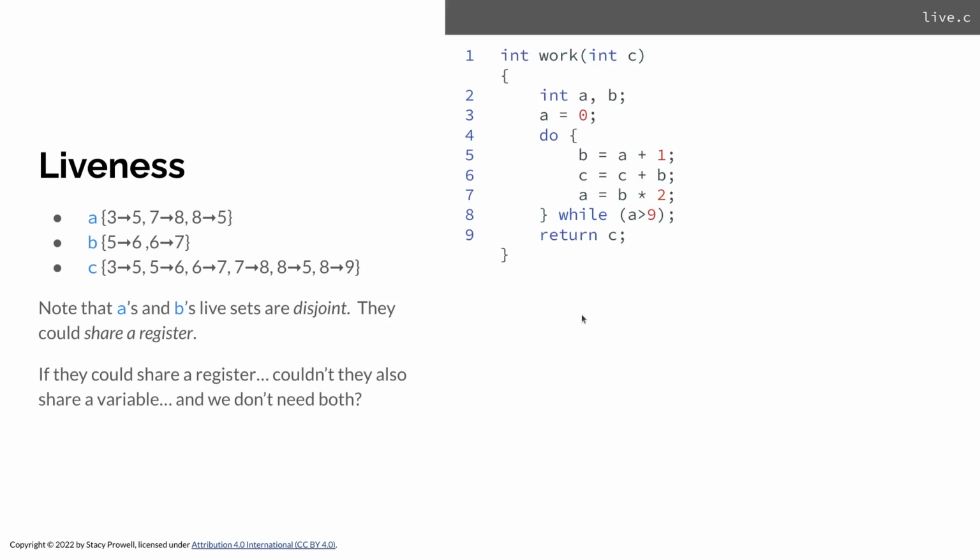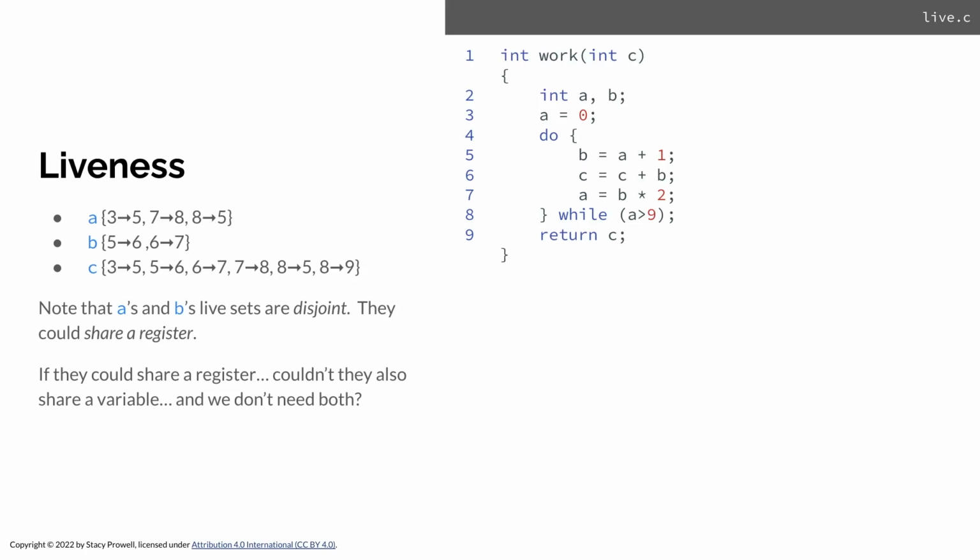So it's worth noting that A's live set, 3 to 5, 7 to 8, 8 to 5, and B's live set of 5 to 6 and 6 to 7 are disjoint. They don't share any edges, which means that A and B are never live at the same time. Never live at the same time.